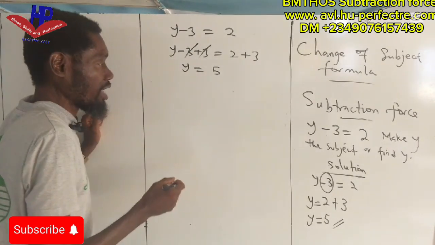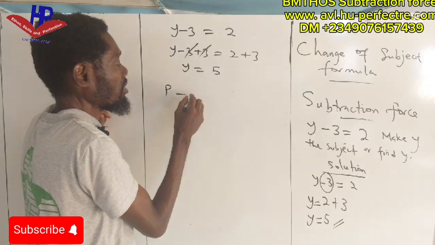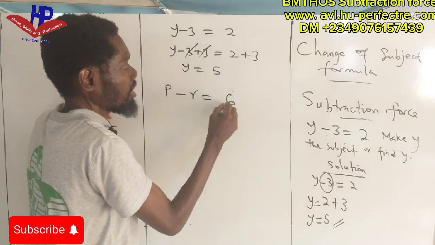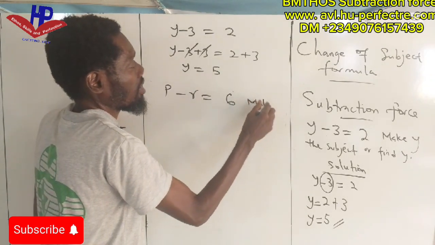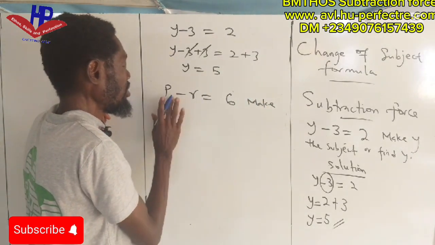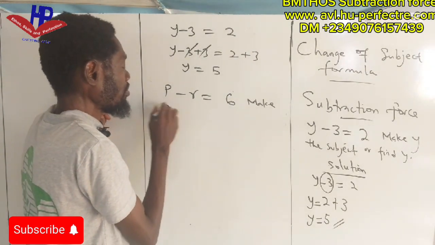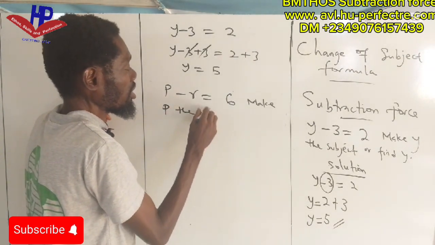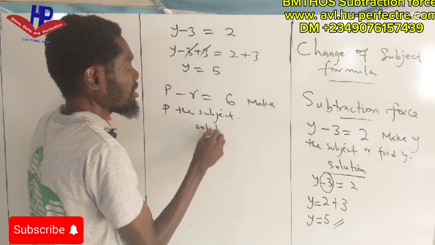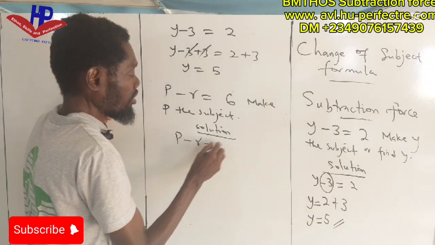Now let's see for letters. We have p minus r is equal to 6. They said make p the subject, make p the subject. So we have that p minus r is equal to 6.